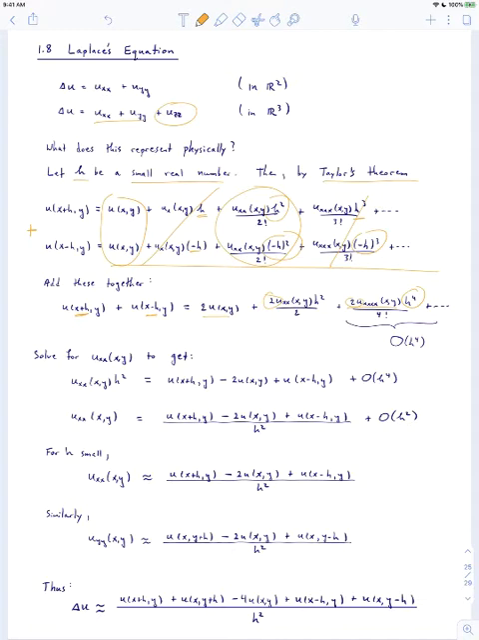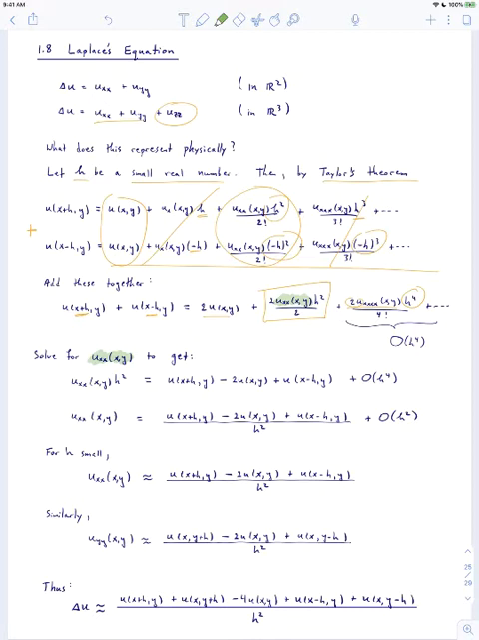So what do we do now? Well, what we're actually going to do is make a statement about the second derivative. The plan is to solve for the second derivative of u. So let's look at this term. We want to solve for the second derivative of u. That's our objective here. So what do we do?